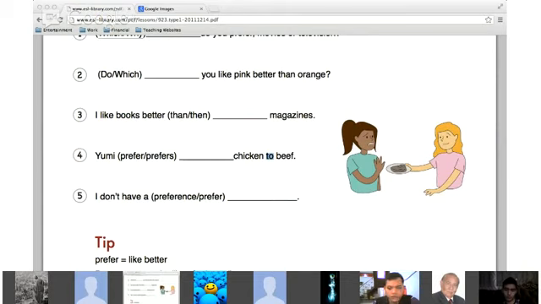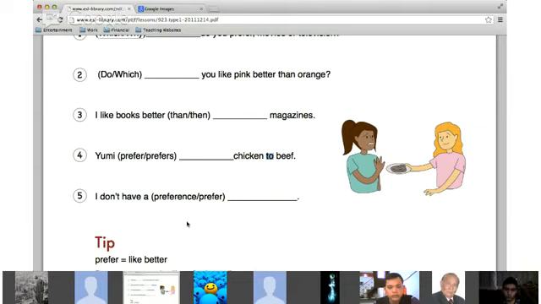Okay, how about number 5? Number 5 is for Andre. Yes. I don't have a preference. Good. Okay, we would not say "I don't have a prefer." It is "preference." Preference is a noun. Prefer is a verb. Okay, great.